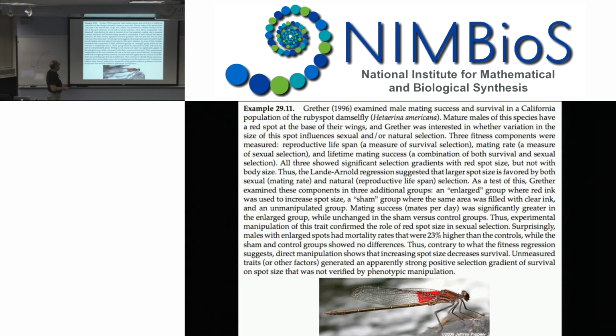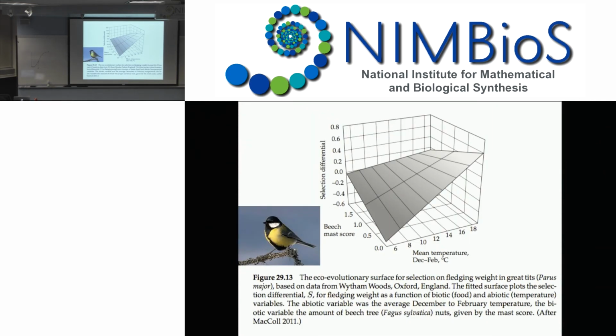And what they showed was that males with enlarged red spots had mortality rates about a quarter higher, 23% higher than control, while the sham and control groups had no difference. So simply adding stuff on there that was clear had no effect, but adding red did. So contrary to what the fitness estimate suggests, direct manipulation shows that increasing spot size decreases survival. So there are other features giving you the observed strong gradient of survival on spot size we saw up here. It doesn't seem to follow when you do the manipulative experiments. So whenever you have a fitness estimation, you can think about it as an initial hypothesis to test. There are a number of ways it can fail, and these direct tests are actually fairly useful.